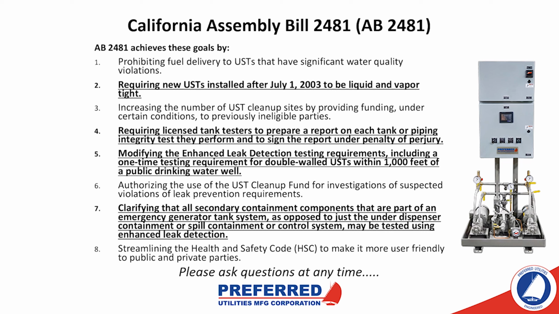A little more particulars on California AB 2481. In the interest of completeness and to make sure nobody at the SWRCB gets upset, here are the listed goals of AB 2481 in their completeness. However, we're just going to focus on the points that apply to our systems, which are the items in bold. The first one, requiring new USTs installed after July 1st, 2003 to be liquid and vapor tight. Always a good idea. Skipping down to number 4, requiring licensed tank testers to prepare a report on each tank or piping integrity test they perform and sign the report under penalty of perjury.